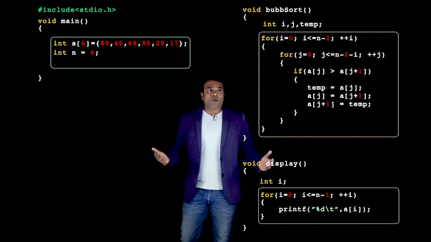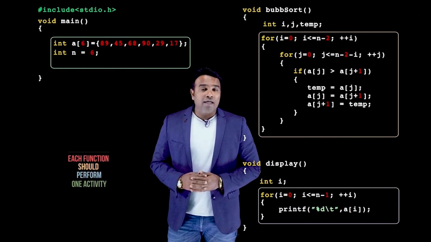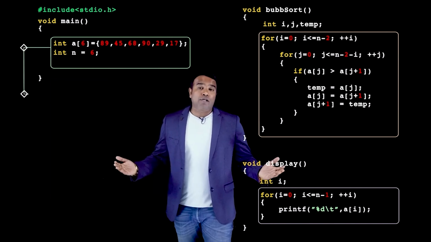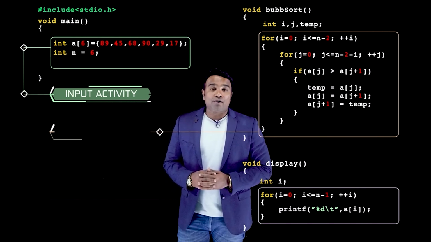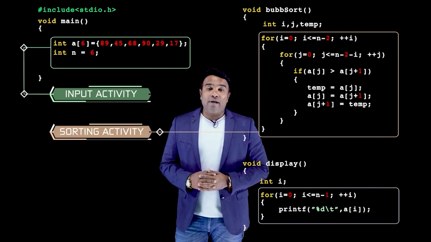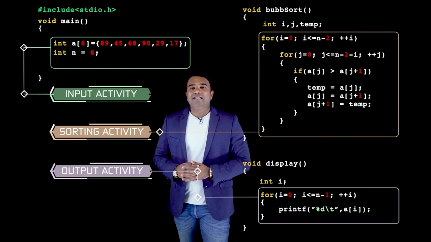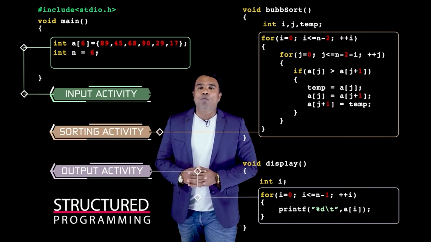If you now look at your program, you have ensured that each function is doing just one activity. The main function is just doing the input activity, the bubSort is just doing the sorting activity, and the display is just doing the output activity, and this is what we call the structured programming style, where each function does just one activity.